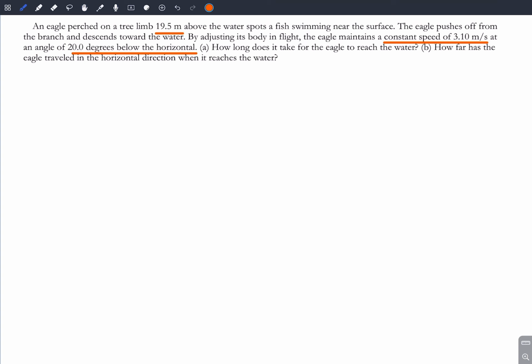Okay, so let's draw a picture. This is 19.5 meters, right? The eagle is on top right here. We have a constant velocity of 3.1, okay? And this is 20 degrees below the horizontal, okay?